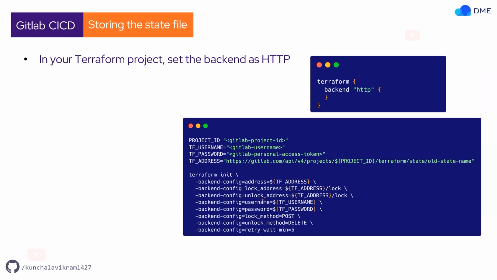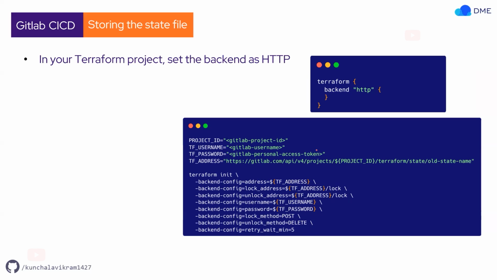That is there in the Terraform documentation also. I'll show you. Here, the address where the state file has to be stored, the lock address, the unlock address. So how to upload the state file to that address? You need to have the authentication information, right? Like username and password, and the retry, unlock method, and lock method. These are all the things that your remote backend should provide to you.